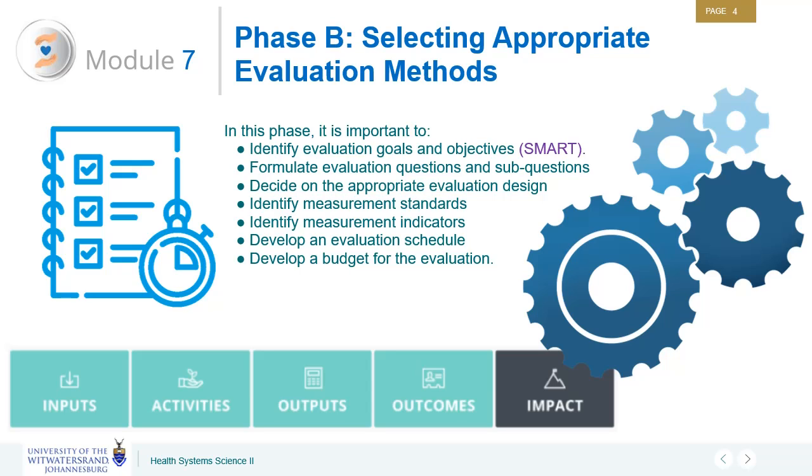You can then decide on the appropriate evaluation design and identify measurement standards and indicators that will help you to achieve what you're trying to find out at the end of the evaluation. It is very useful to continue with the planning by developing an evaluation schedule, so when things will take place and at what point in time, and to develop a budget in terms of how much it's going to cost to run this evaluation.